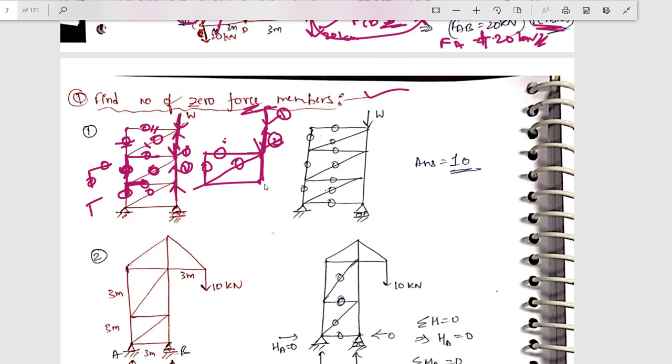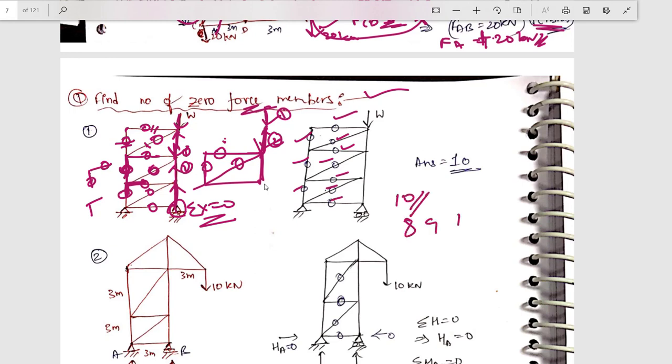So what is left? One more member is left. You can see it is directly going to this joint. You can use sigma x equals 0 at this joint, and you will get that this force is also equal to 0. So how many 0 forces are there? 1, 2, 3, 4, 5, 6, 7, 8, 9, 10. So the answer is 10. You have to be very careful.